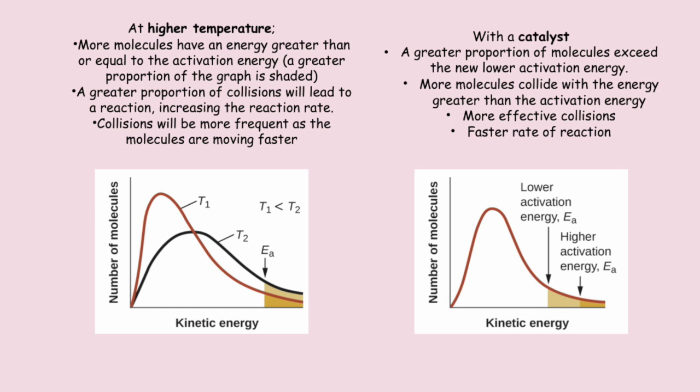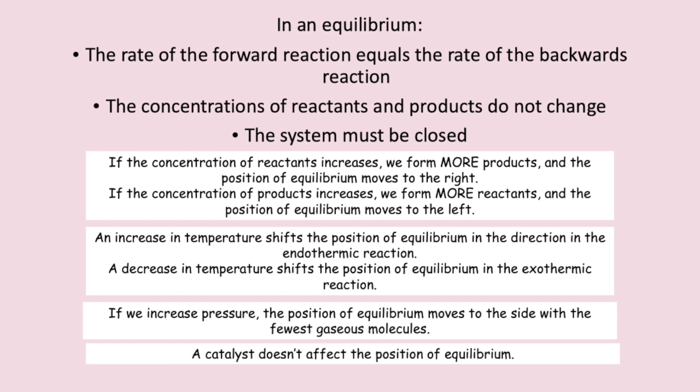For a catalyst, a greater proportion of molecules exceed the lower activation energy. More molecules collide with an energy greater than the activation energy. There are more effective collisions and a faster rate of reaction. For higher temperatures, you will have to draw another curve. For catalysts, you will have to draw another line for activation energy.